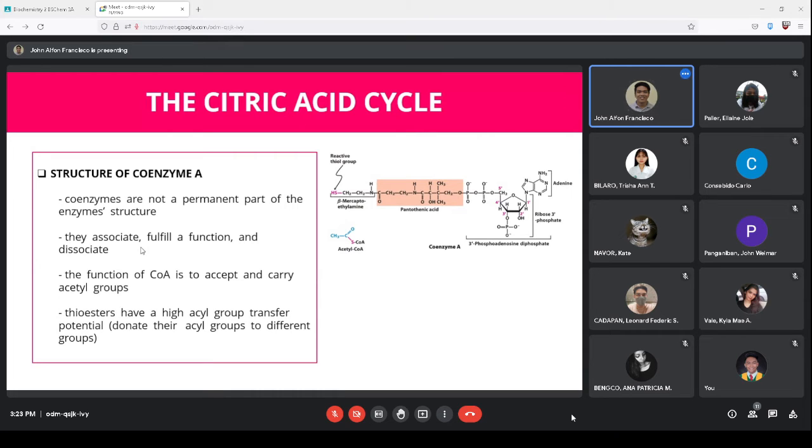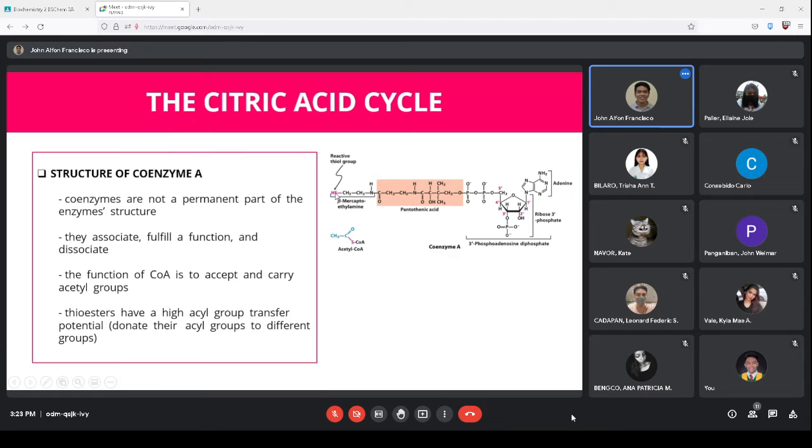The function of coenzyme A is to accept and carry acetyl group. Like this, yung si coenzyme A natin, ang goal niya is to carry the acetyl group para makatransfer yung acetate mo to the, or makapasok yung acetate mo to the citric acid cycle. So ito yung itsura ni coenzyme A, meron siyang mercaptoethylamine. So dito nag-a-attach yung acetate mo.